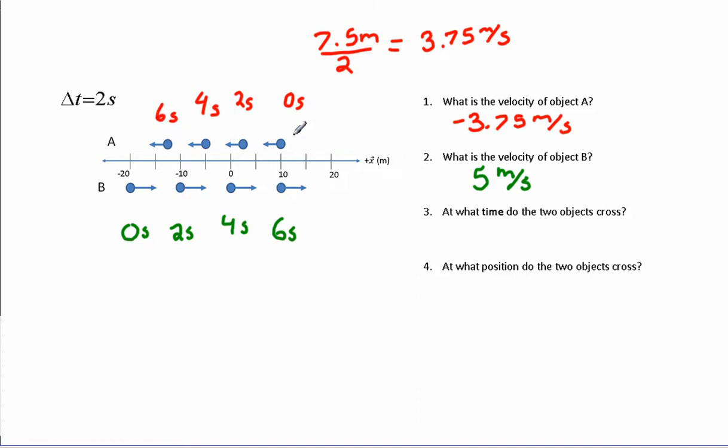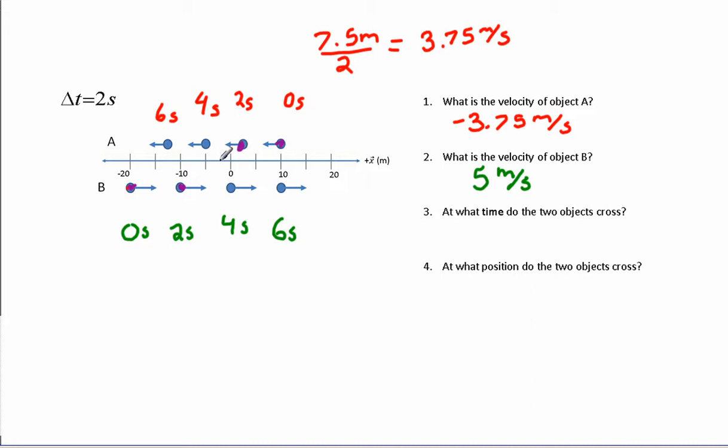So this is how we have to understand this. A is starting over here at 0 seconds. B is starting over here. 2 seconds later, we find B is here and A is here. They haven't crossed yet, right? They're still facing each other.